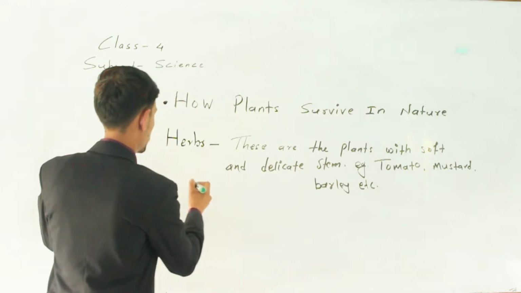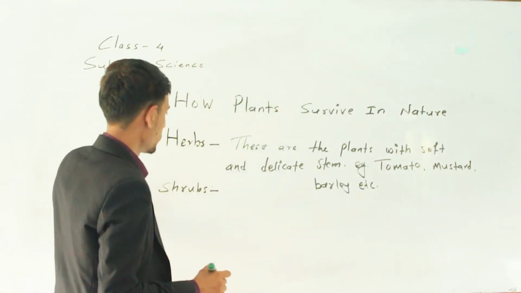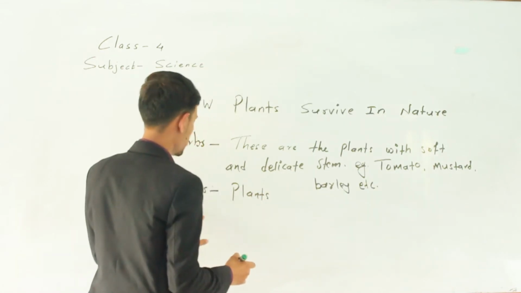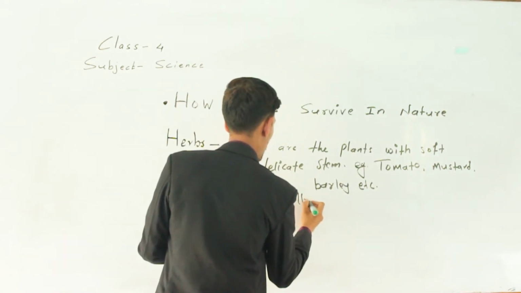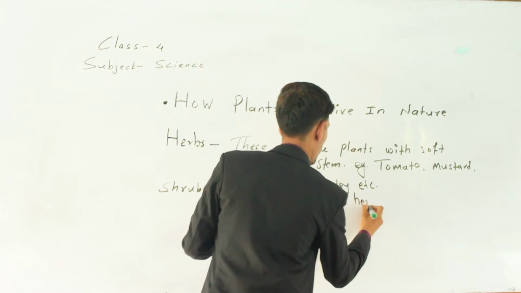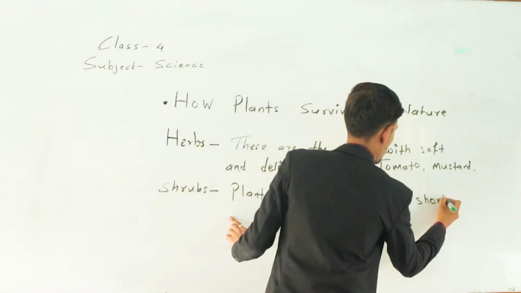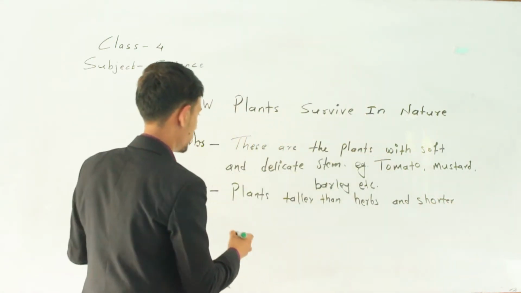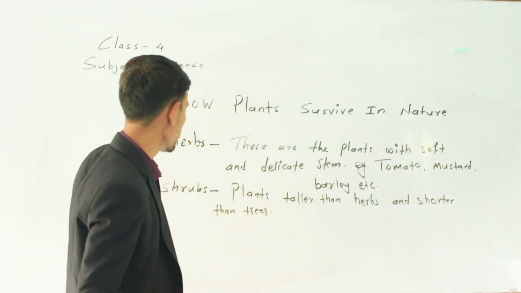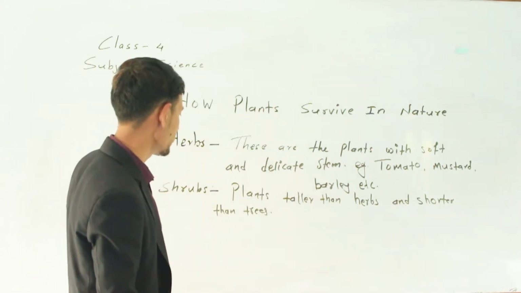So how to define shrubs? These are the plants taller than herbs and shorter than trees. Okay, this type of plants we call shrubs. Plants taller than herbs and shorter than trees.